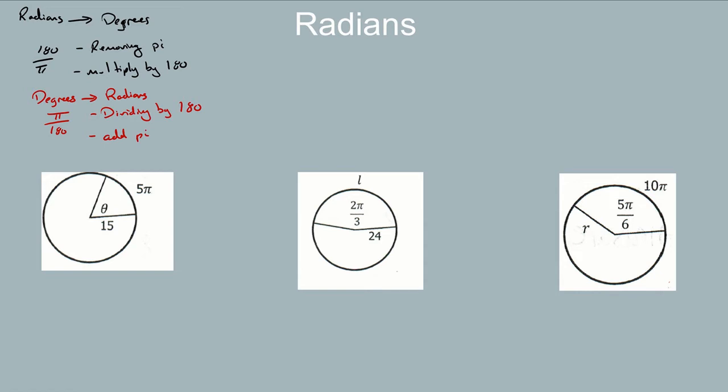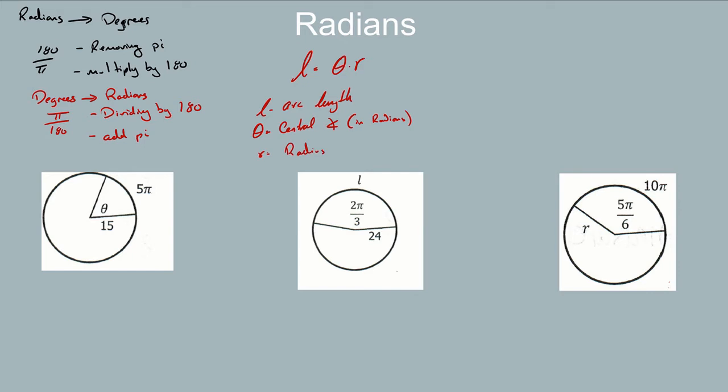And we also looked at how you calculate arc length using radians. We came up with arc length, L, is equal to theta, which is your central angle, times the radius, right? So here, L represents arc length. Theta represents your central angle in radians. And then r is simply your radius.